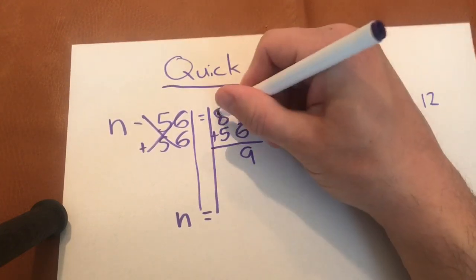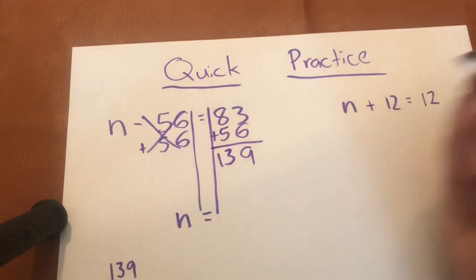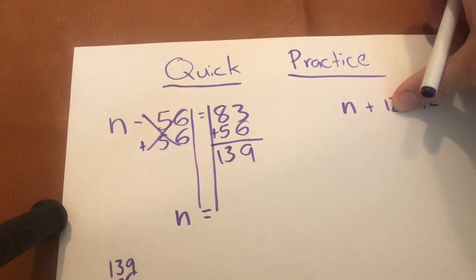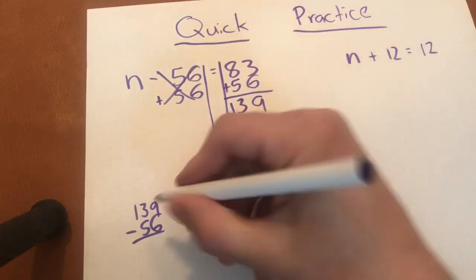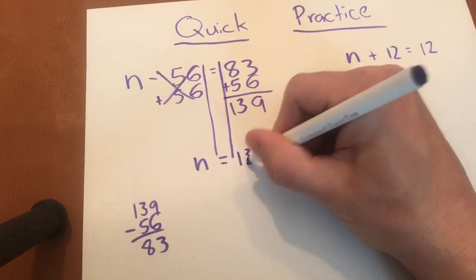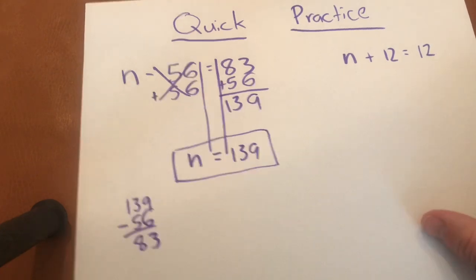I've got a 9 and I've got a 13. So I should ask myself off to the side, is 139 minus 56, sorry about that, is that actually 83? 13 minus 5, it is. So we know that n equals 139, and I should present that to somebody as the final answer for that.